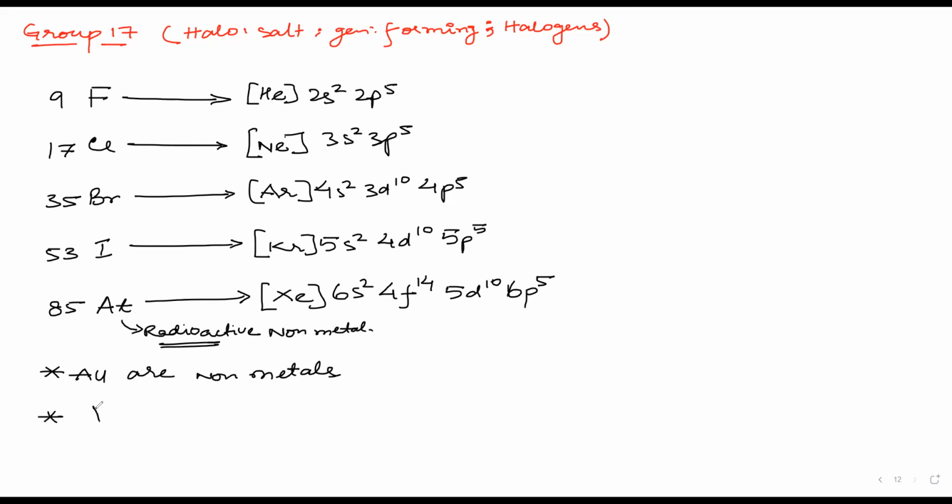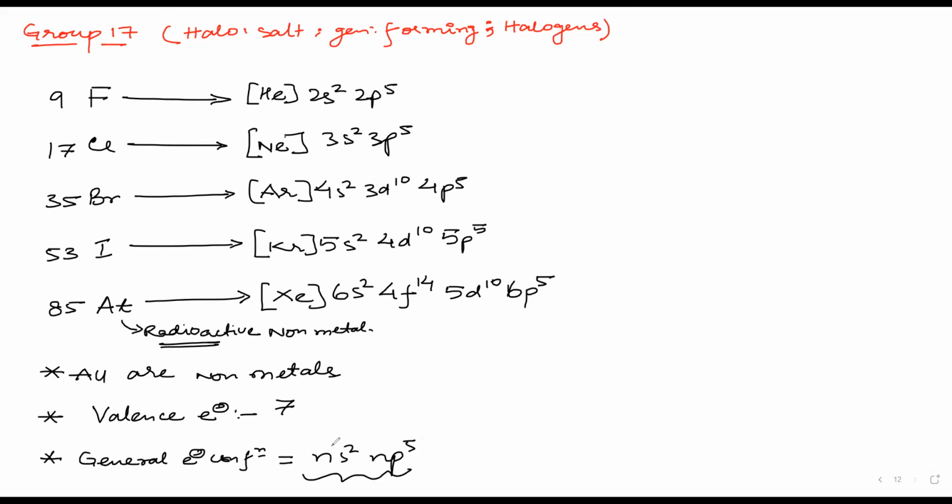What is the valence electron? Valence electron is 7. If I tell you to write the general electronic configuration, you will write it as ns2, np5. ns2 and np5 for group 17. This is important for us, na? The valence or general electronic configuration for group 17 will be ns2, np5.